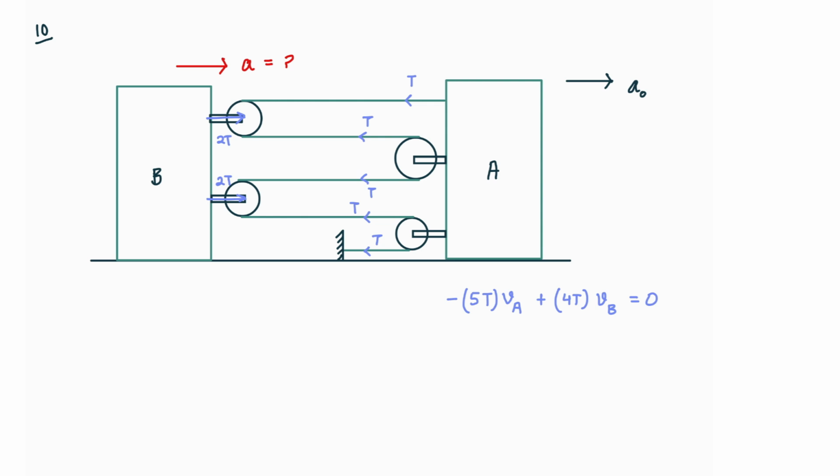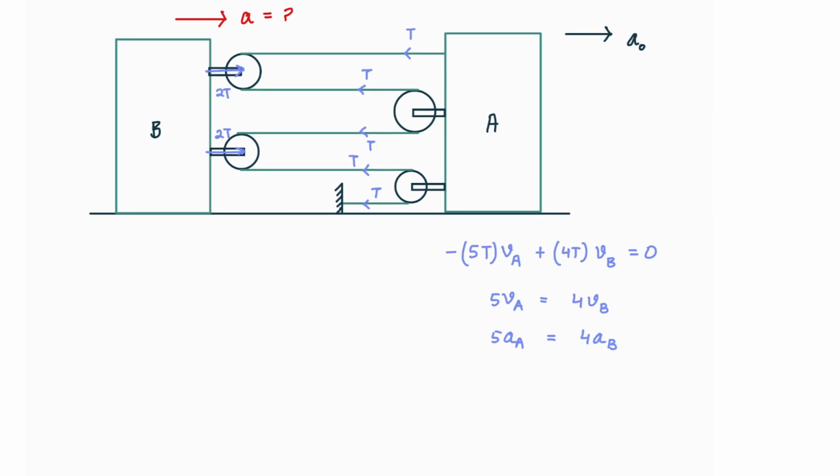So from here we can say that 5 times VA is equal to 4 times VB, and if I talk in terms of acceleration, that is, if we differentiate this equation with respect to time, 5 times the acceleration of A is equal to 4 times the acceleration of B.